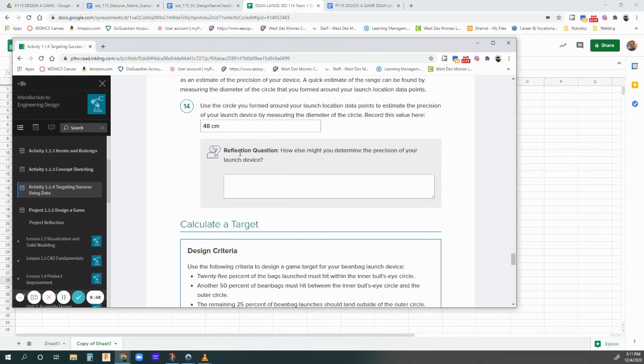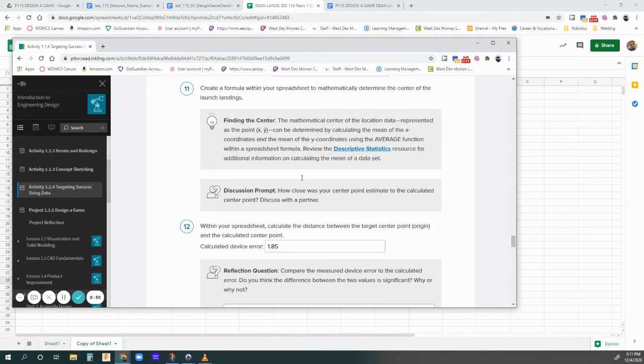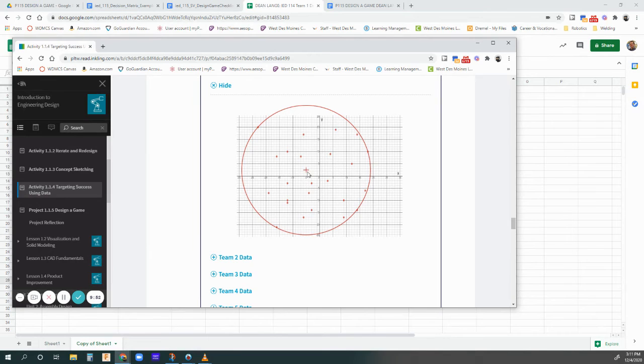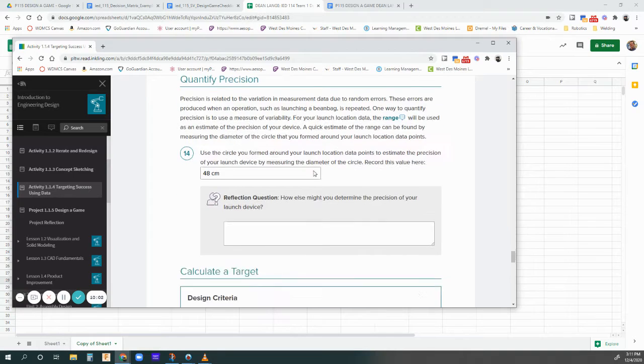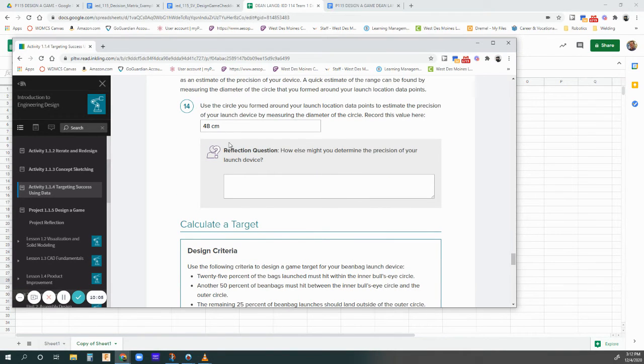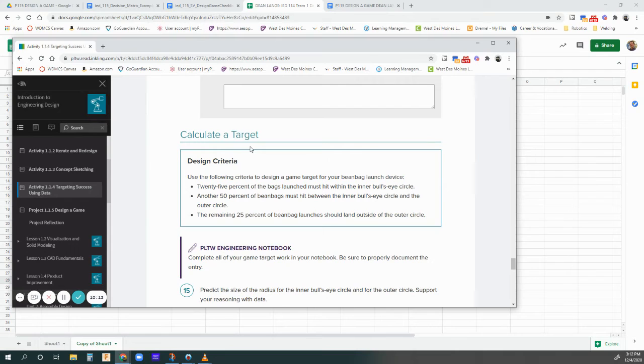Not 46, 48. Hold up, better do my math in my head. Okay, so I got 19 plus 5 is 24. 24 times 2 is 48. All right. So when you don't write down your numbers, you don't show your calculations, you might screw up. So luckily for me, I had already done this ahead of time. Now, we have to calculate a target.